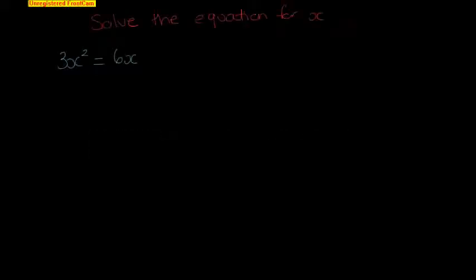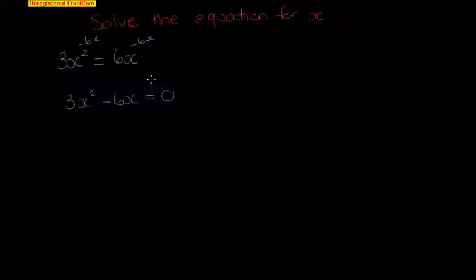Alright, solving quadratic equations. When we're solving quadratics, we're solving for x. Here is my first example. Step 1 is to equate this expression to 0. So we're going to move this 6x over to the left-hand side, and to do that, we just take 6x from both sides. So we get 3x squared minus 6x is equal to 0.